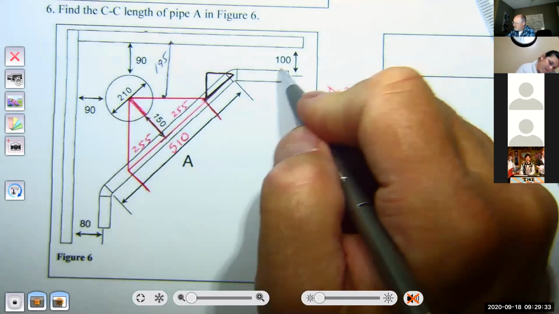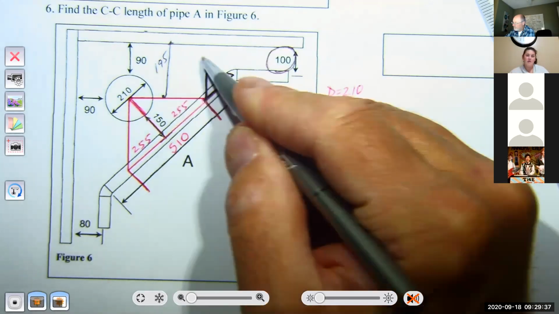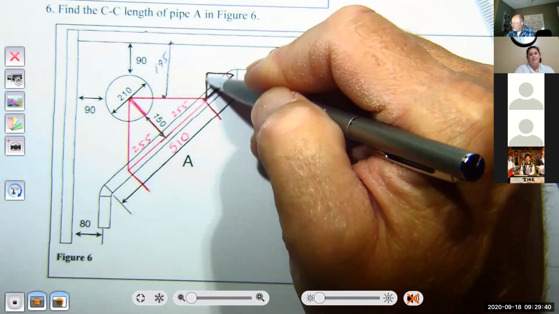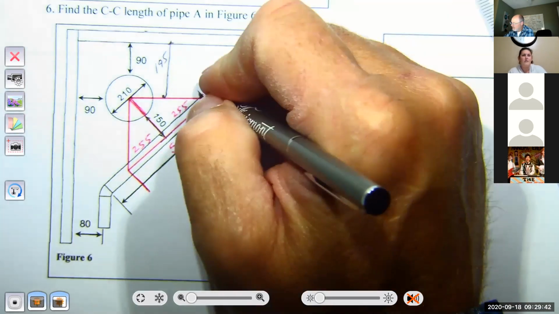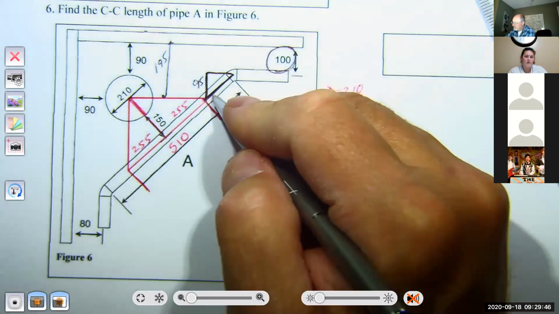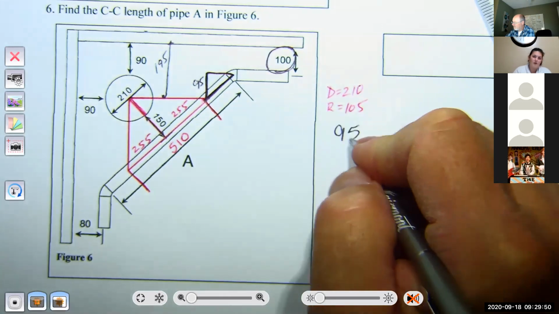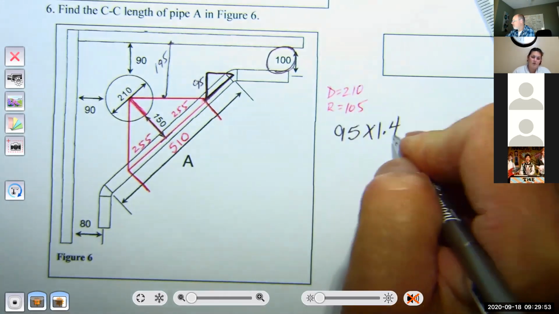And if I minus off the 100 off of the 195, that means this line right here has to be 95. So I can solve for this travel now by taking 95 multiplied by 1.414.